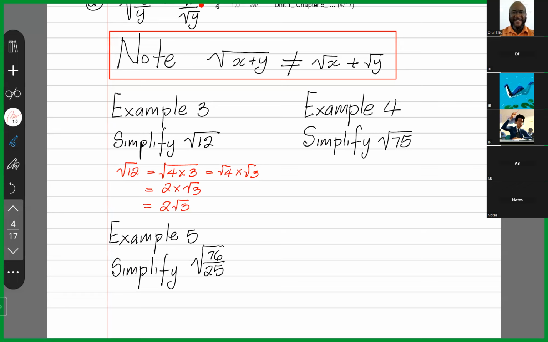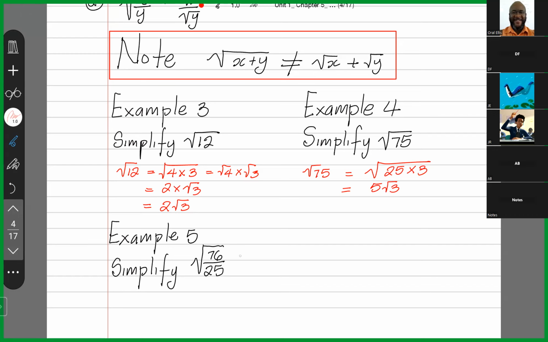All right, so example 4 says simplify the root of 75. Now, root 75 is the same as saying the root of 25 times 3. Now, the root of 25 is 5. So this is the same as saying 5 root 3.